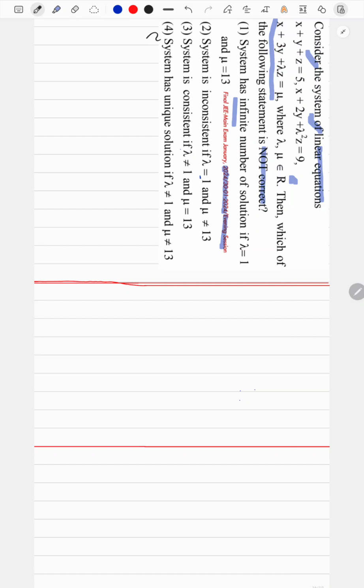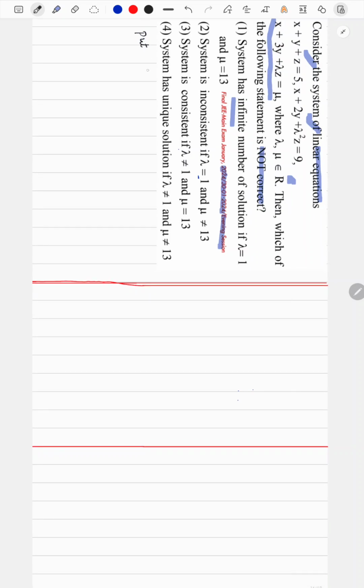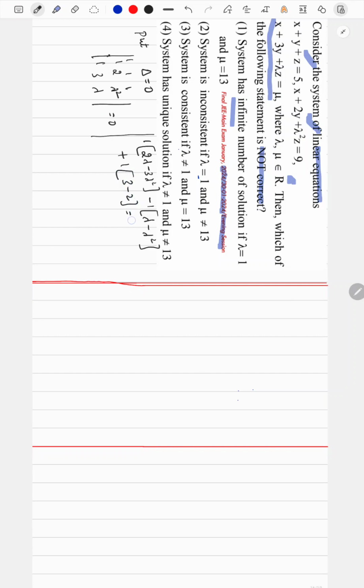To find the value of λ, put Δ equals 0. Delta is nothing but det A. So det A is the determinant of 1, 1, 1; next is 1, 2, λ²; and the third row is 1, 3, λ, which equals 0. Solve this determinant by row 1: 1 into (2λ minus 3λ²), minus 1 into (λ minus λ²), plus 1 into (3 minus 2), equals 0.